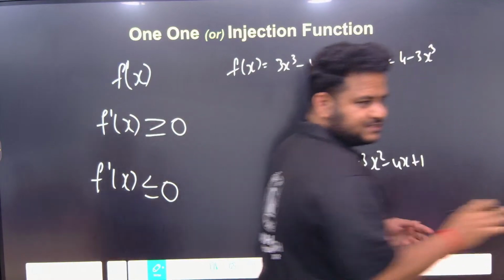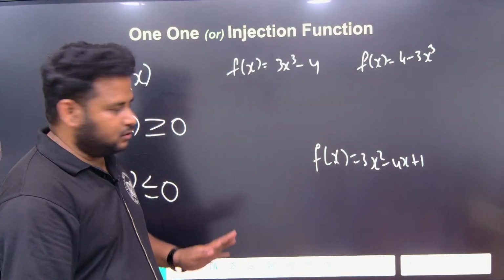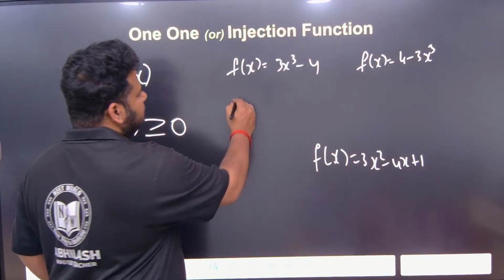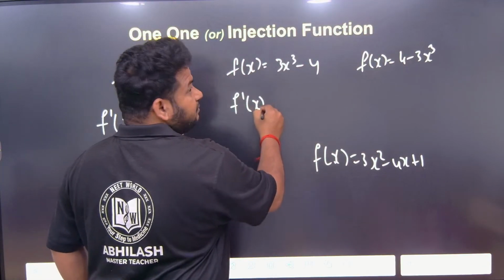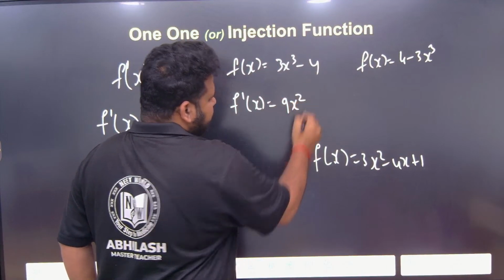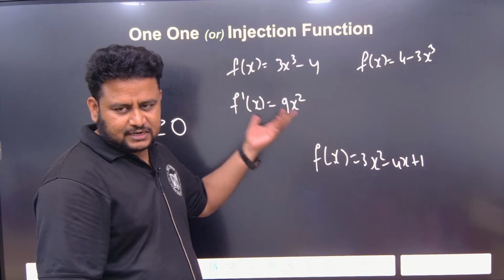Now what I told, first thing what we should do? We should differentiate. Correct, na? So f dash of x will become what? 9x square. If you put any value of x, this will be a positive value. Correct, na? This will be a positive value.